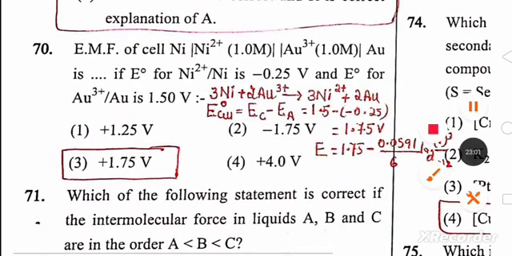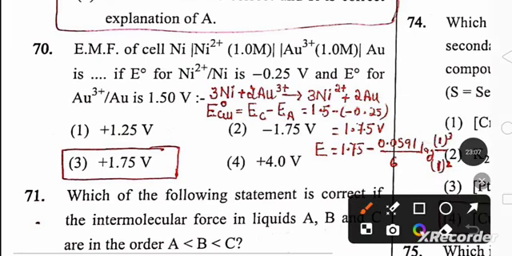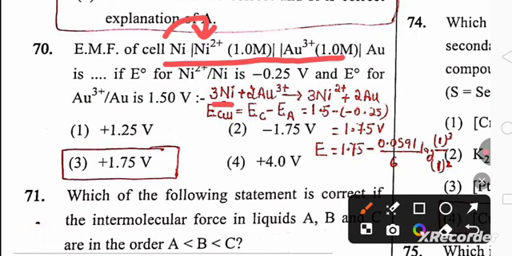We will go to the next question from the electrochemistry chapter. So a Nernst equation numerical is there. So the EMF of this cell has been given. We will convert this into a reaction. So nickel converts to nickel ion, and gold ion converts to gold. So we will write the reaction.